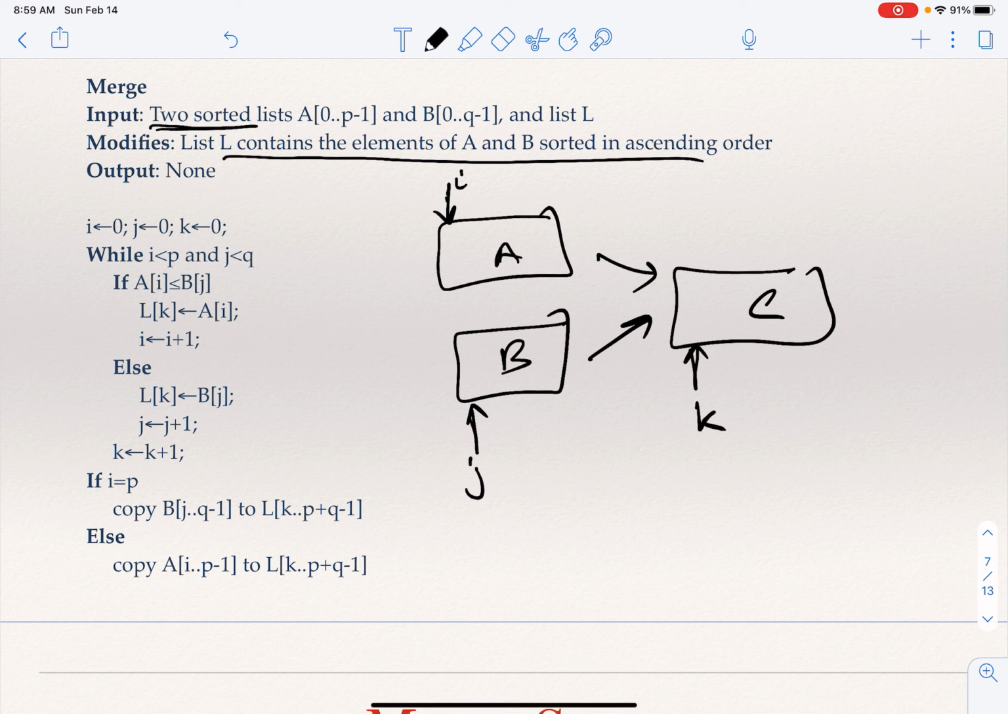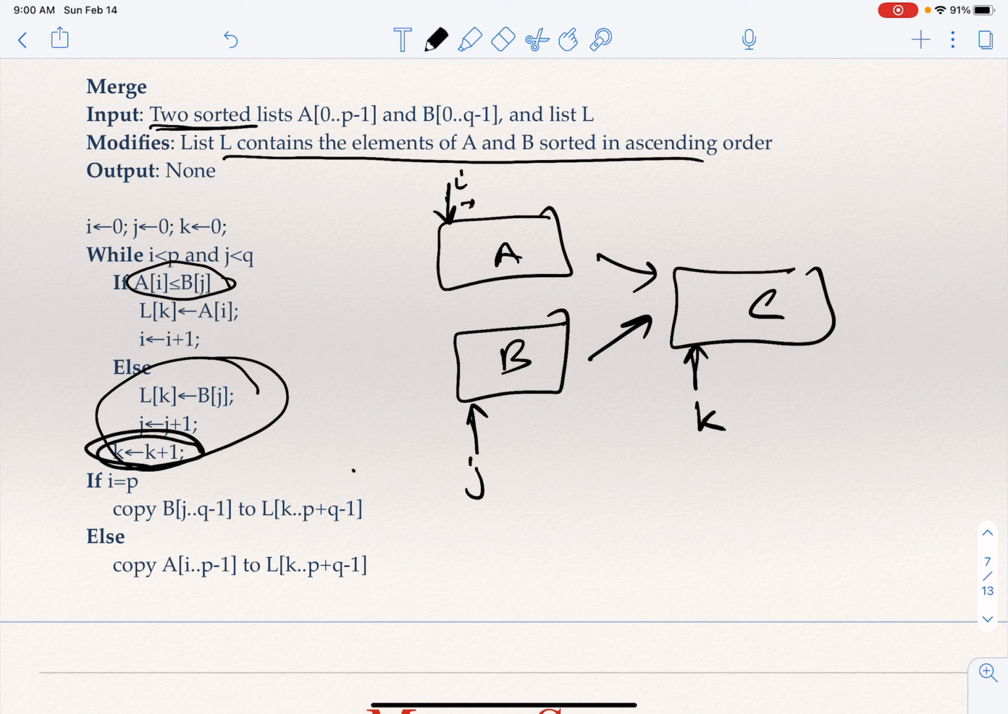So if you look at this here, we ask if A[I] is smaller than B[J], we move A[I] into C[K], and we have to advance I, right? I now becomes I plus 1. If we copy from B, we advance J. In both cases, we have to advance K, right? So if A[I] is smaller than B[J], copy A[I] into C[K]. If B[J] is smaller than A[I], copy B[J] into C[K], and we keep advancing them.